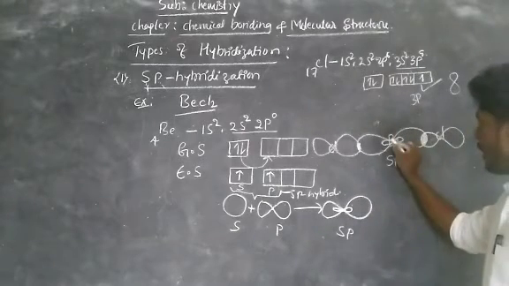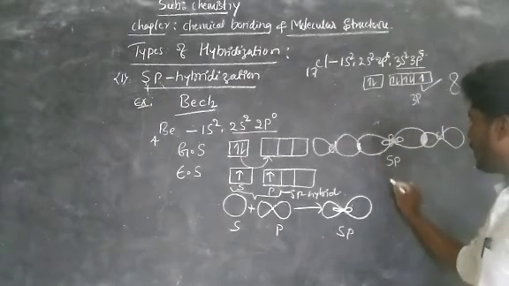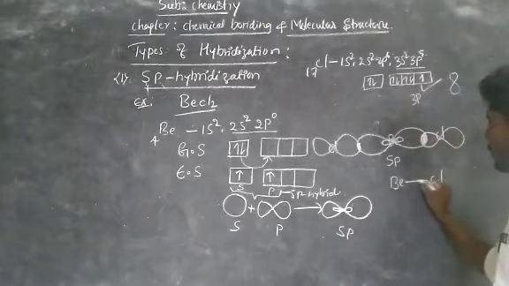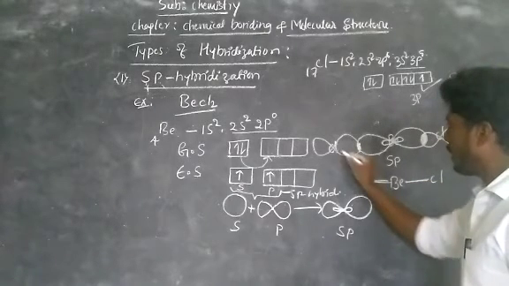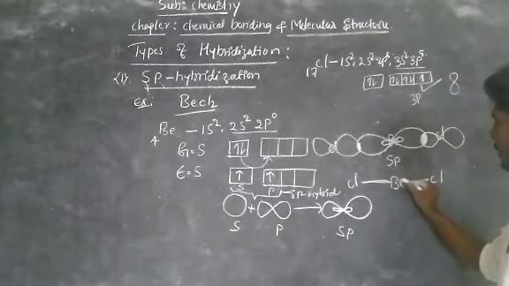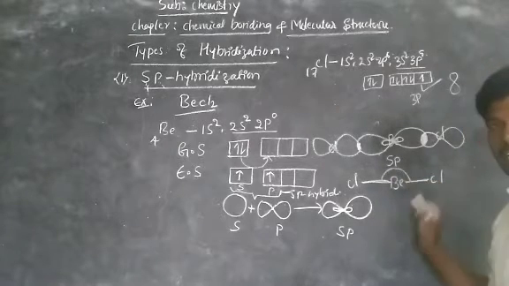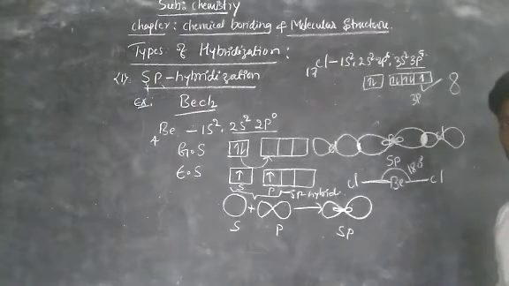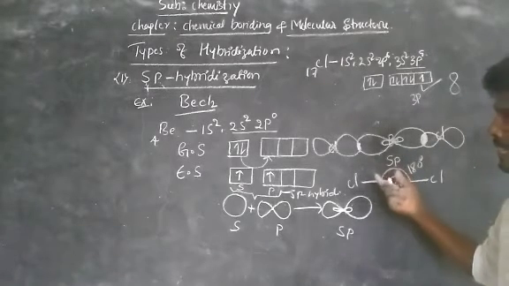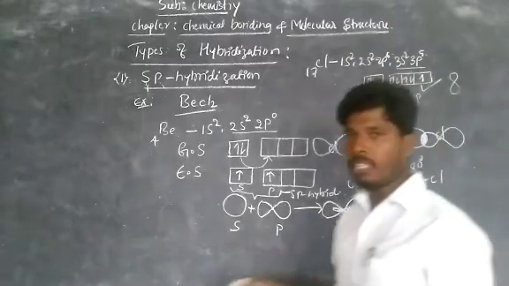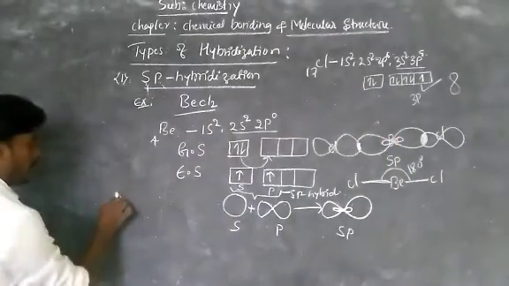Now this is what? Beryllium, chlorine and chlorine. Beryllium bond chlorine. This overlapping is called what? Bond. And this is bond. Here there is chlorine. Now the bond angle of chlorine, beryllium, chlorine. This is linear, right? The bond angle is how much? 180 degrees.